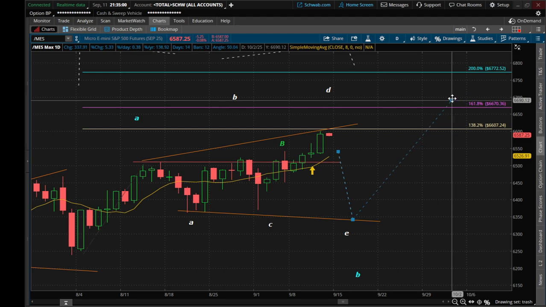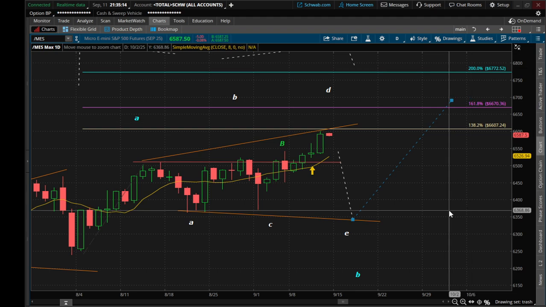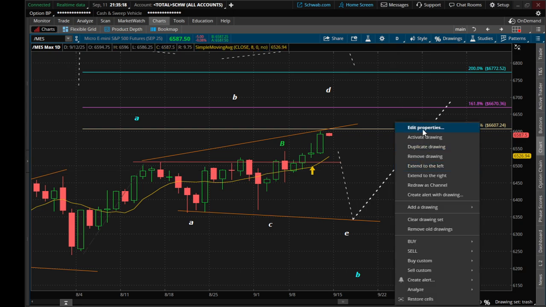And that'll be one of those three targets there. So I'll yell them out here real quick. The 138 is the 66.07, 161 is the 66.70, and the 200 is 67.72. All right, and then I'll make that green.